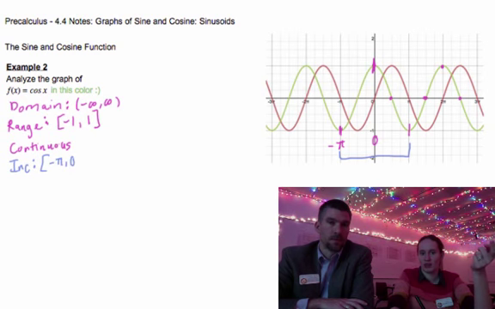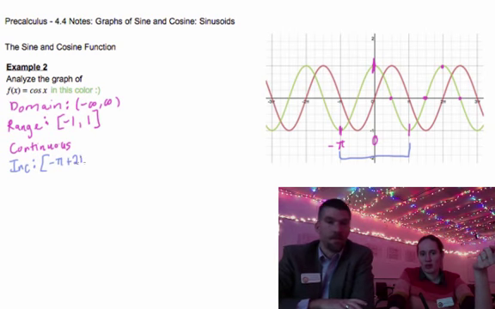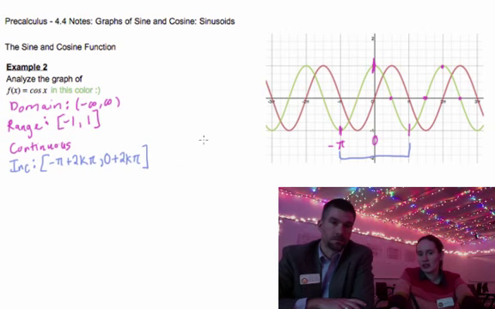Oh, but I need to put plus 2k pi. And then 0 plus 2k pi, or you could just put 2k pi there if you wanted to. But it's increasing for any integer that you put in for k. It is increasing in those intervals. Right.